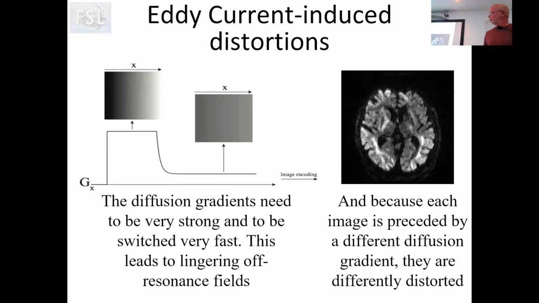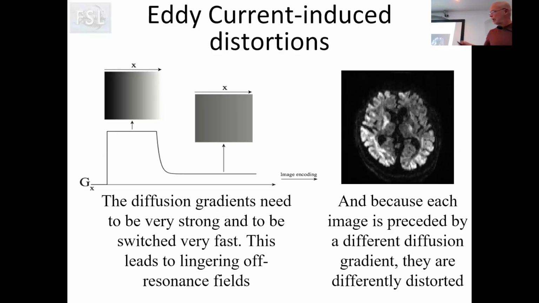And this is the problem, because these diffusion gradients need to be very strong, and they need to be switched on and off very fast. And it leads to these lingering off-resonance fields. And what I've done here is I've sort of illustrated this as a scaled down version of the diffusion encoding gradient itself, which is not quite, I mean, it's similar to that, but it's not quite as easy as that. But essentially what it means is that because every image is preceded by a different diffusion encoding gradient, these off-resonance fields that come from them are different for each and every volume. And that is what causes this.